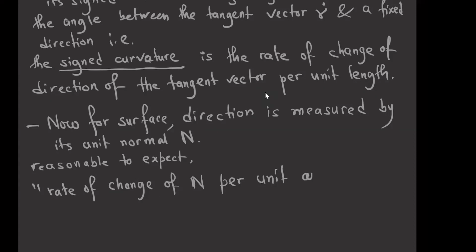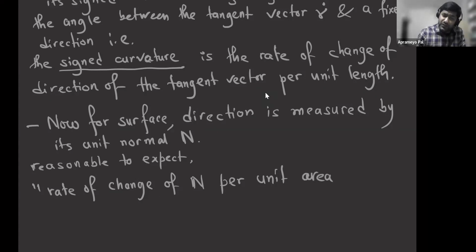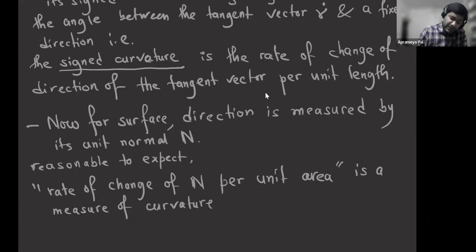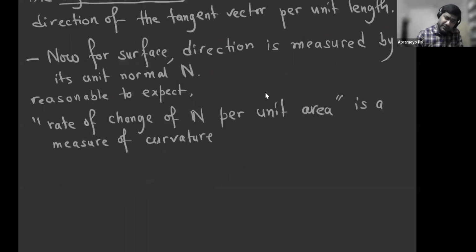Area. Yes, perfect. So we'll do the rate of change of n per unit area, and this should be a measure of curvature, right? That's a reasonable expectation. And now let me be a little bit more precise. So how did we compute the value of n at some points? This was the definition of the Gauss map. So in other words, we want to compute the Gauss map of some small region.